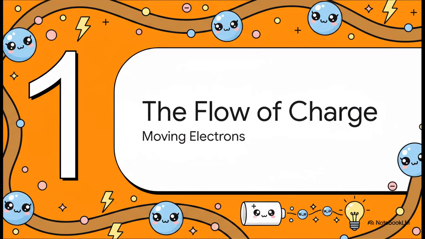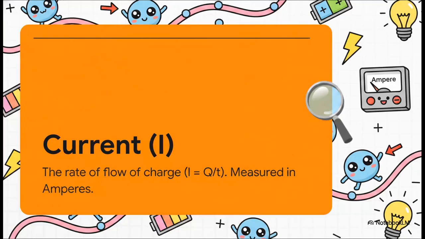All right, Section 1, the flow of charge, or moving electrons. So to actually get what electricity is, we have to know exactly what's zooming around inside a wire when you flip a switch. It boils down to this. Current is simply the rate that free electrons are flowing through a metal. We write this mathematically as I equals Q over T, meaning charge divided by time, and we measure it in amps.